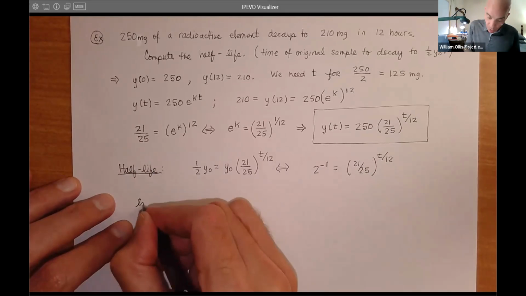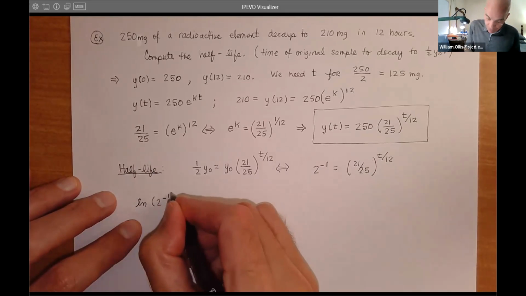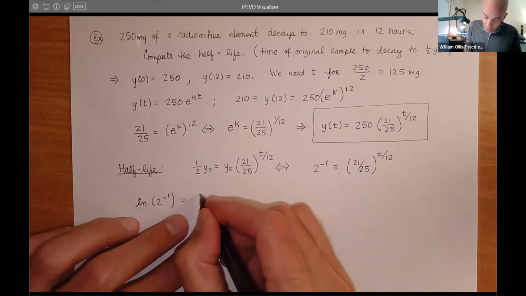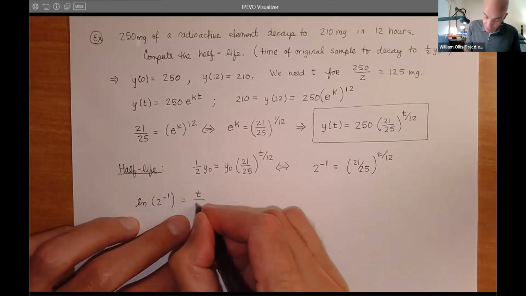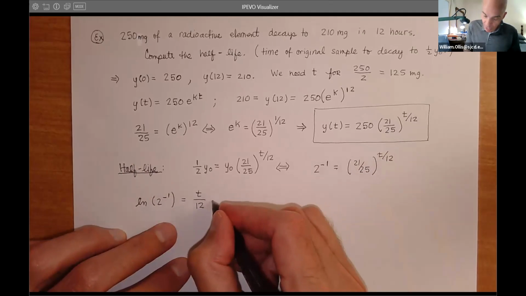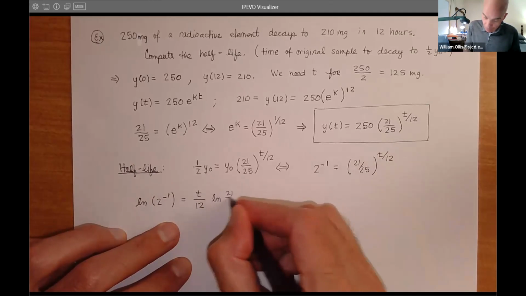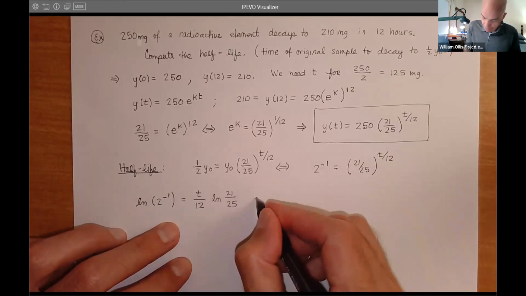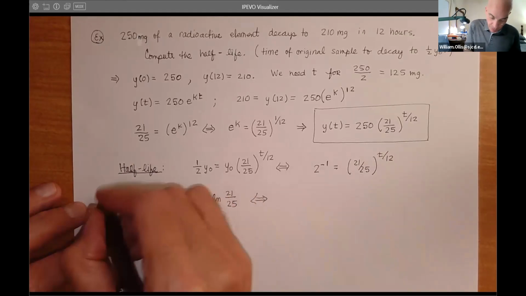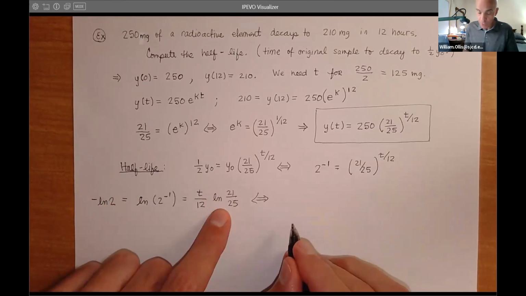So the natural log of 2 to the minus 1. Of course, the minus 1 is going to come down by the power rule, equals t over 12, again, power rule. I could have brought that down. This is easy to see. Bring this down. So we have natural log of 21 over 25. Now, of course, the power rule here, this is just negative log 2 by the power rule. So now we solve for t.